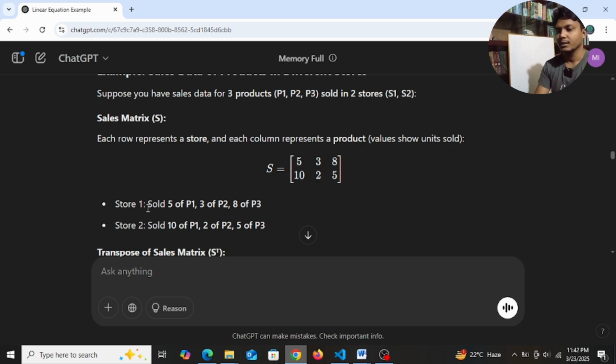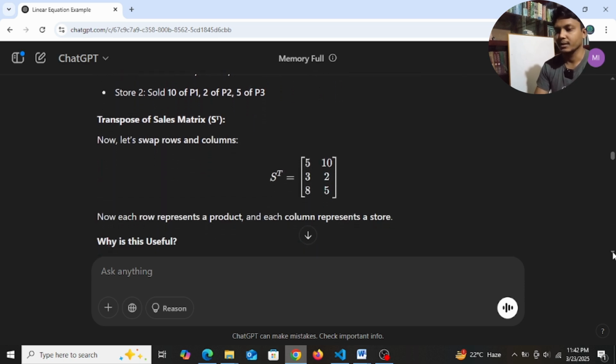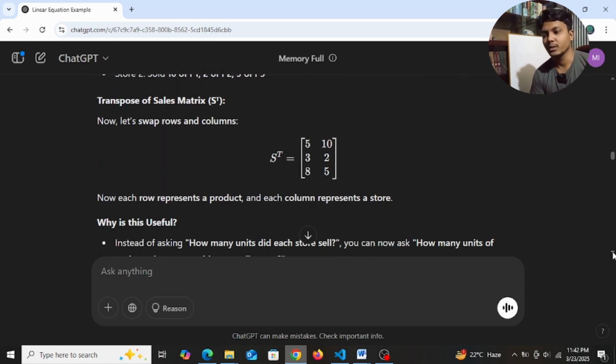That means store 1 sold 5 of P1, 3 of P2 and 8 of P3. This is 5, 3, 8 for store 1. For store 2, it sold 10 of P1, 2 of P2 and 5 of P3. So, transpose of the sales matrix. Now let's swap rows and columns. Let's name it ST: 5, 10, 3, 2, 8, 5.